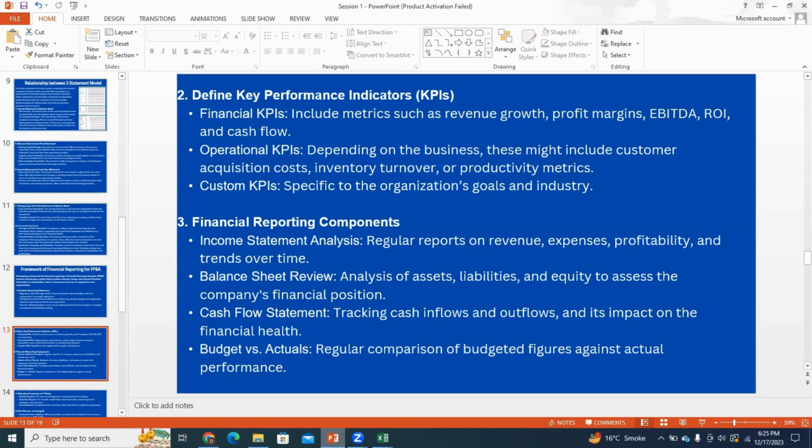We can see the vertical analysis of the balance sheet, the horizontal analysis of the balance sheet, the vertical analysis of the income statement, and the horizontal analysis of the income statement. We will be looking at how we can prepare all of those. Cash flow statement: tracking cash inflows and outflows and their impact on financial health. Budgets and actual performance measurements: regular comparison of budgeted figures against actual performance.